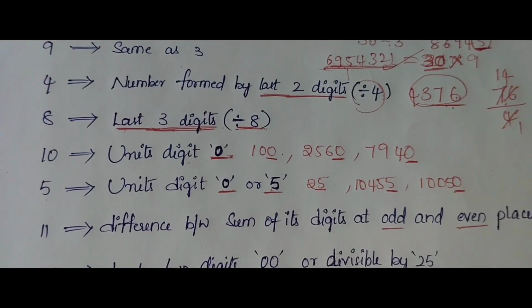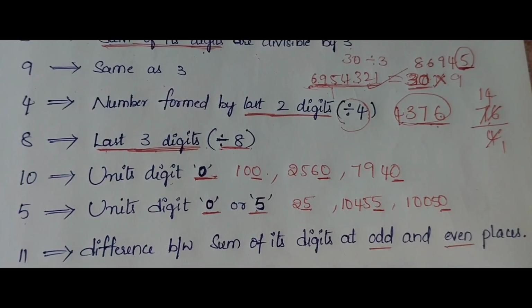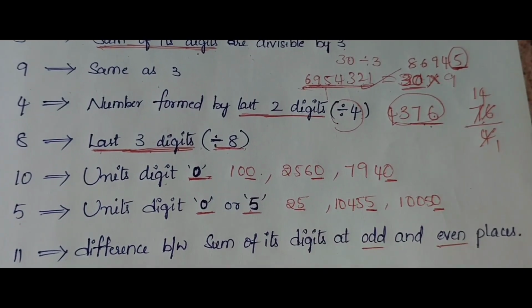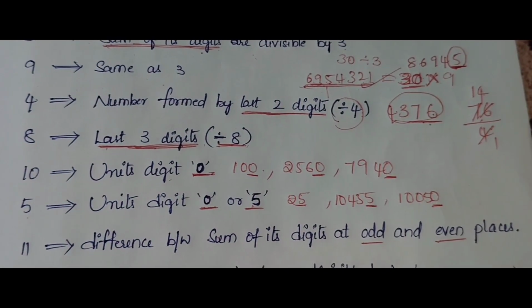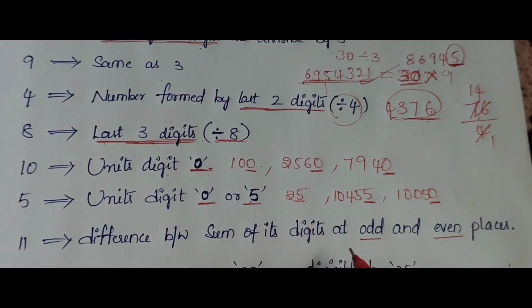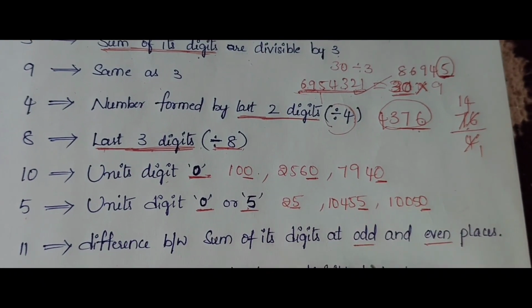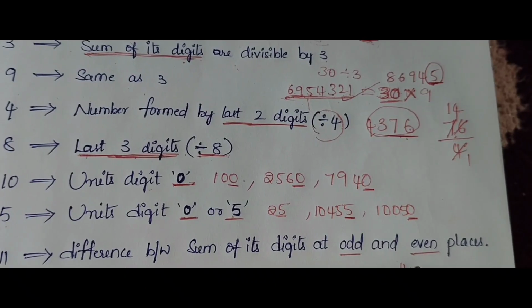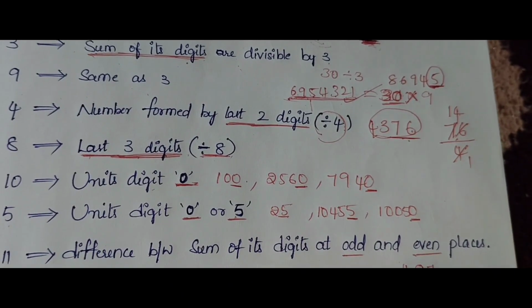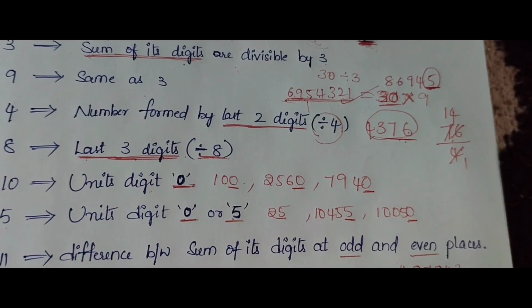Next, coming to 11. The difference between the sum of its digits at odd and even places. Let us take an example right now. For example, if we take 497843.